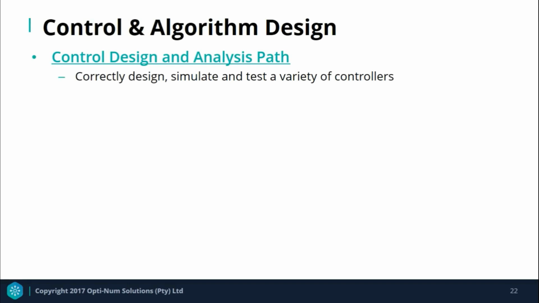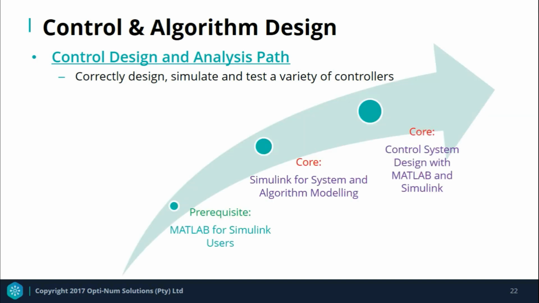So for each of the courses that we do, there is a learning path. Like for this presentation that I had, I was following the control and algorithm design learning path. Firstly, what you need to have is the fundamentals, MATLAB for Simulink users. Then you need to go over Simulink for system and algorithm modeling, and also control system design with MATLAB and Simulink, so that you can be able to correctly design, simulate, and test a variety of controllers.